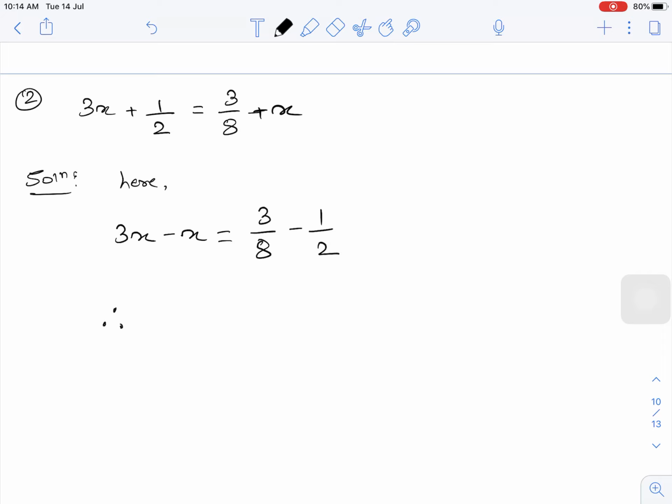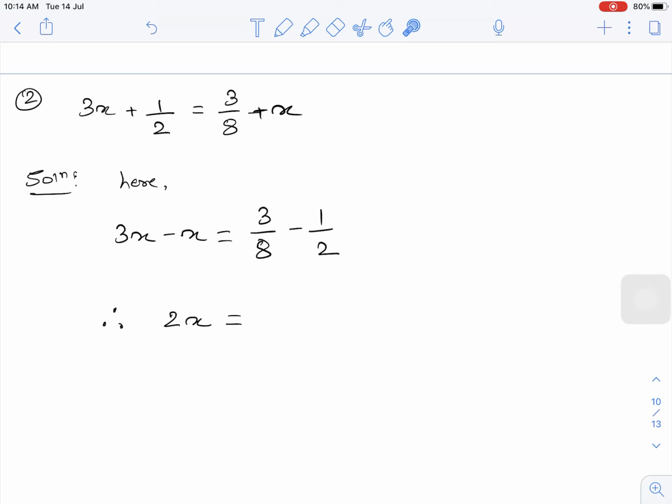Now this plus 1 upon 2, if we are changing its side, it will become minus 1 upon 2. So what you will get now, 3x minus x, it will become 2x equals to, now on the RHS side, it is better if you are able to find the LCM of these two numbers, it will be easy. Small numbers are there, so we can do cross multiplication also. So right now we will solve it by cross multiplication method.